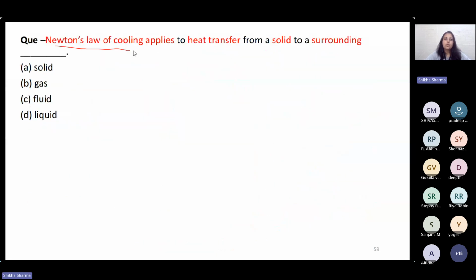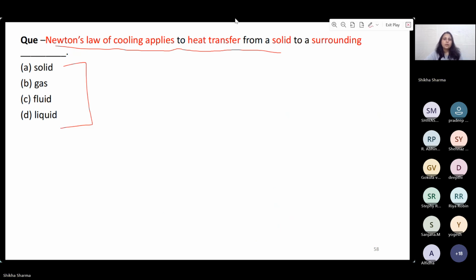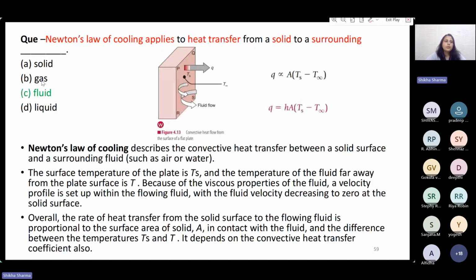Let's discuss Newton's law of cooling, which applies to heat transfer from a solid to the surrounding: solid, gas, fluid or liquid. Anyone would like to answer this question? Newton's law of cooling. Devaswamy D says solid to liquid. Basically, it is both liquid and gases, so it is fluid.